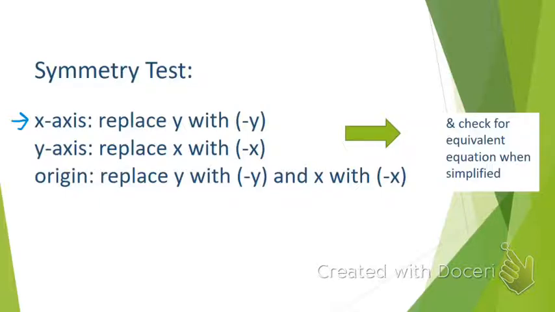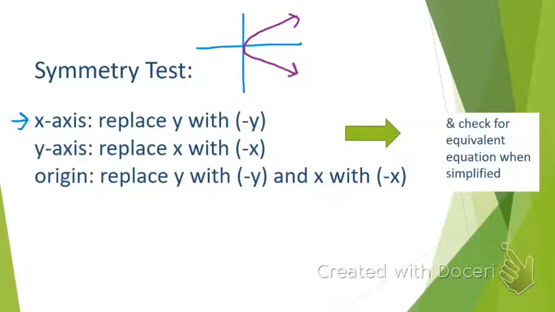So an example of a graph that would have symmetry with the x-axis could be a parabola that is on its side. Okay, because if you were to think about it, if we could fold that on the x-axis, the top and bottom would line up with each other. So that's the first type of symmetry.